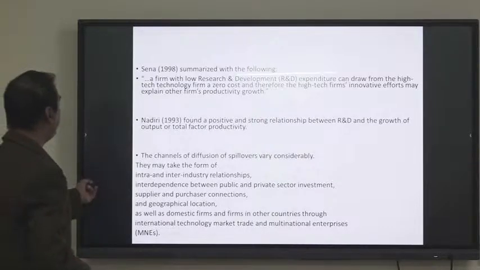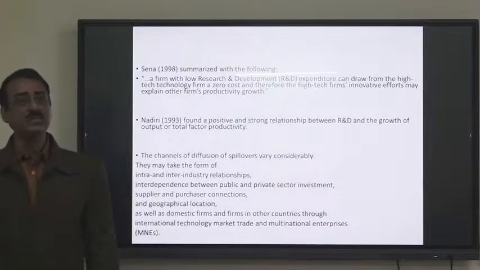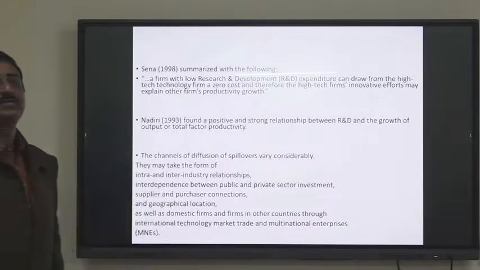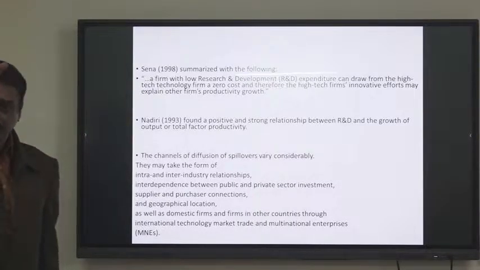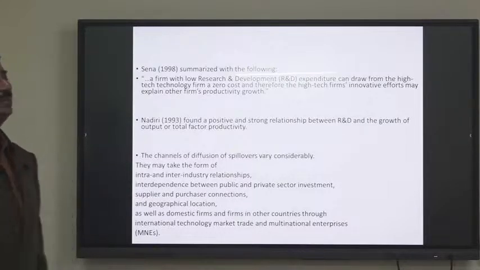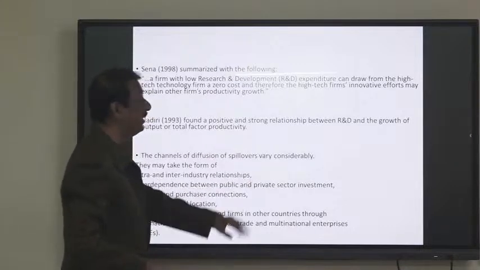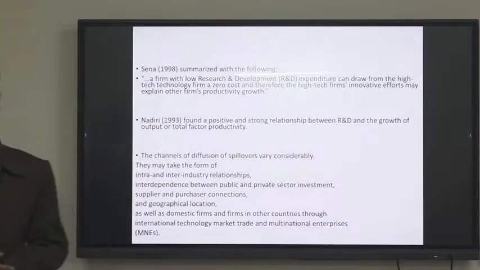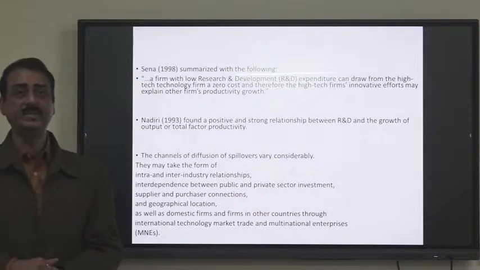So they may take the form of intra and inter-industry relationships. Once there is one technological upgradation in one sector, it can have significant spillover effects either through various industries, or within a given industry you have subsectors, so across various subsectors also it is possible. Then interdependence between public and private sector. This particular hypothesis emerged during the mid 80s and 90s.